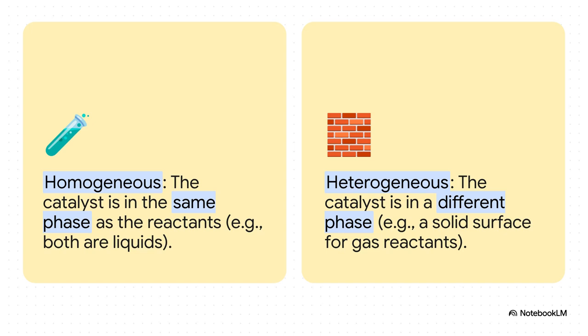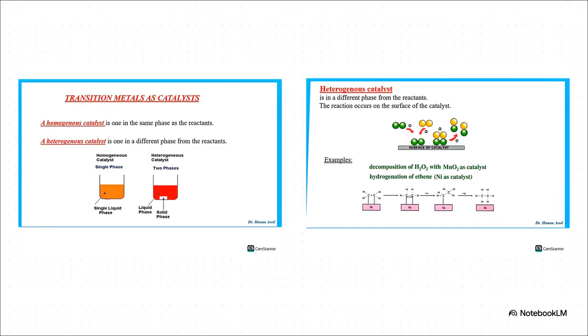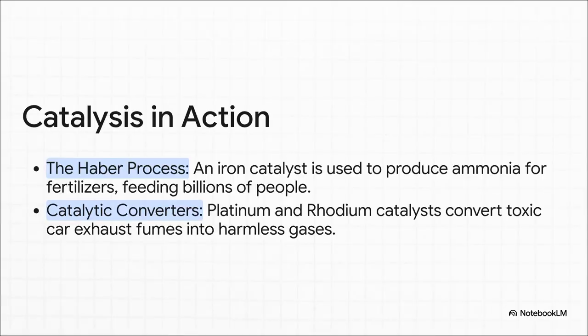You've got homogeneous, where the catalyst and the reactants are all mixed together in the same phase, like they're all liquids. And then you have heterogeneous, where the catalyst is in a different phase, like a solid piece of metal helping gas molecules react with each other. And you can see the difference pretty clearly here. On the left, everything's all jumbled up together. But on the right, with the heterogeneous catalyst, that's where most of the industrial magic happens, right on the surface of that solid catalyst. And when I say magic, I mean world-changing magic.